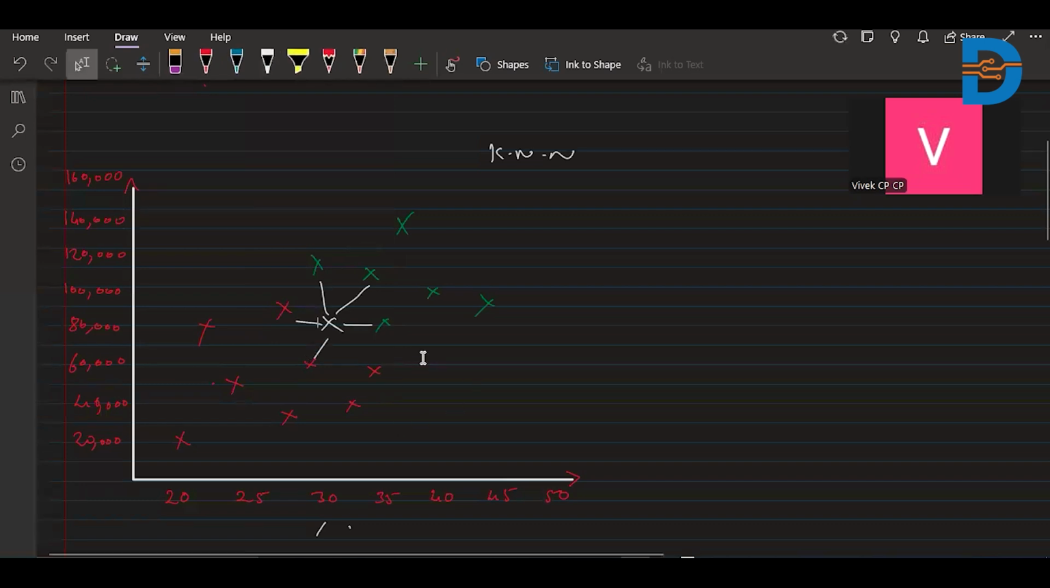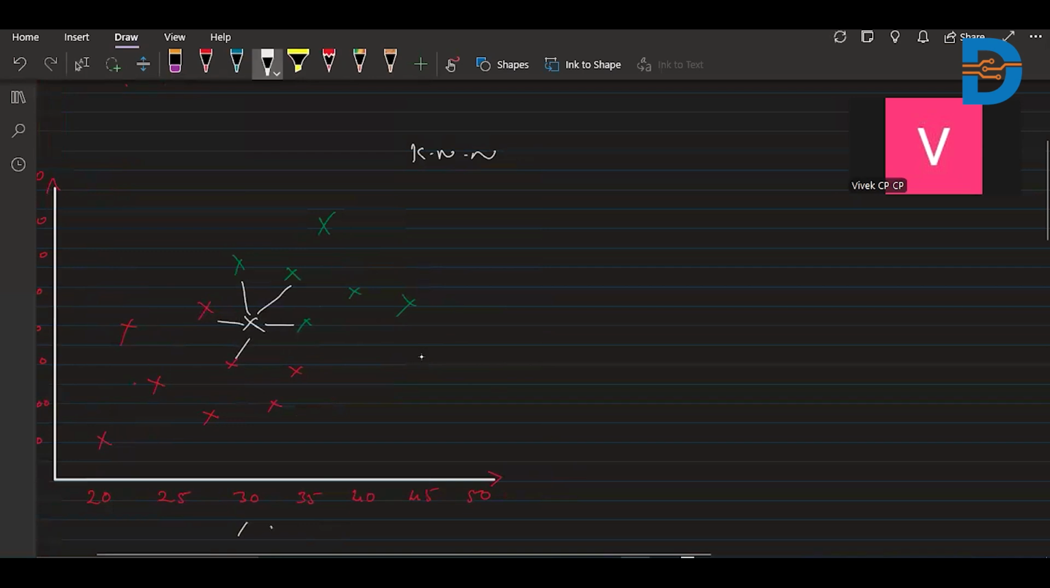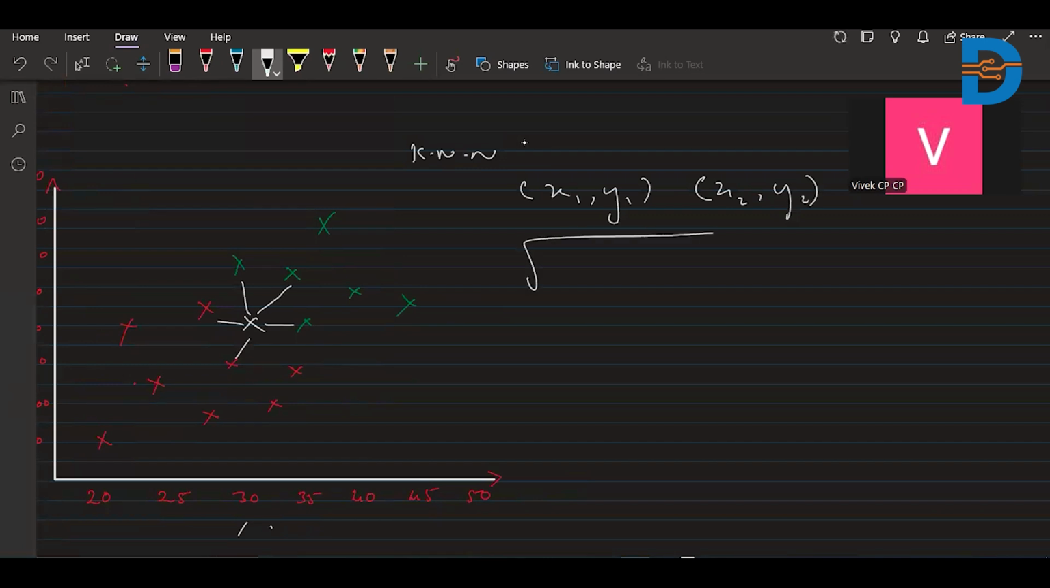So the formula, if you want to estimate the distance between 2 points, let's say you have 2 points, x1 and y1, and x2 and y2, right? So the distance between these 2 points is given by the formula: root of (x2 minus x1) the whole square plus (y2 minus y1) the whole square, right? So this is the Euclidean formula which is going to help you arrive at the distance between the points.